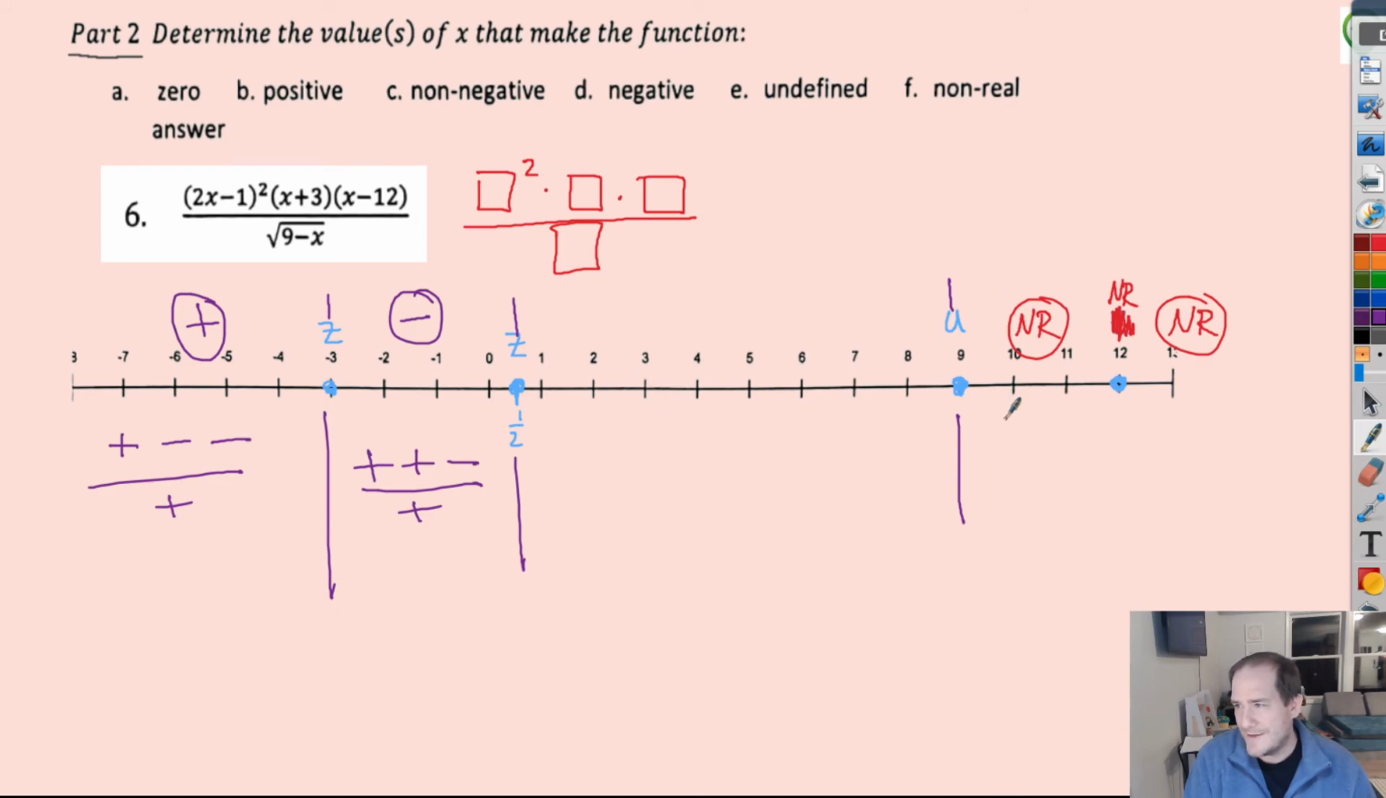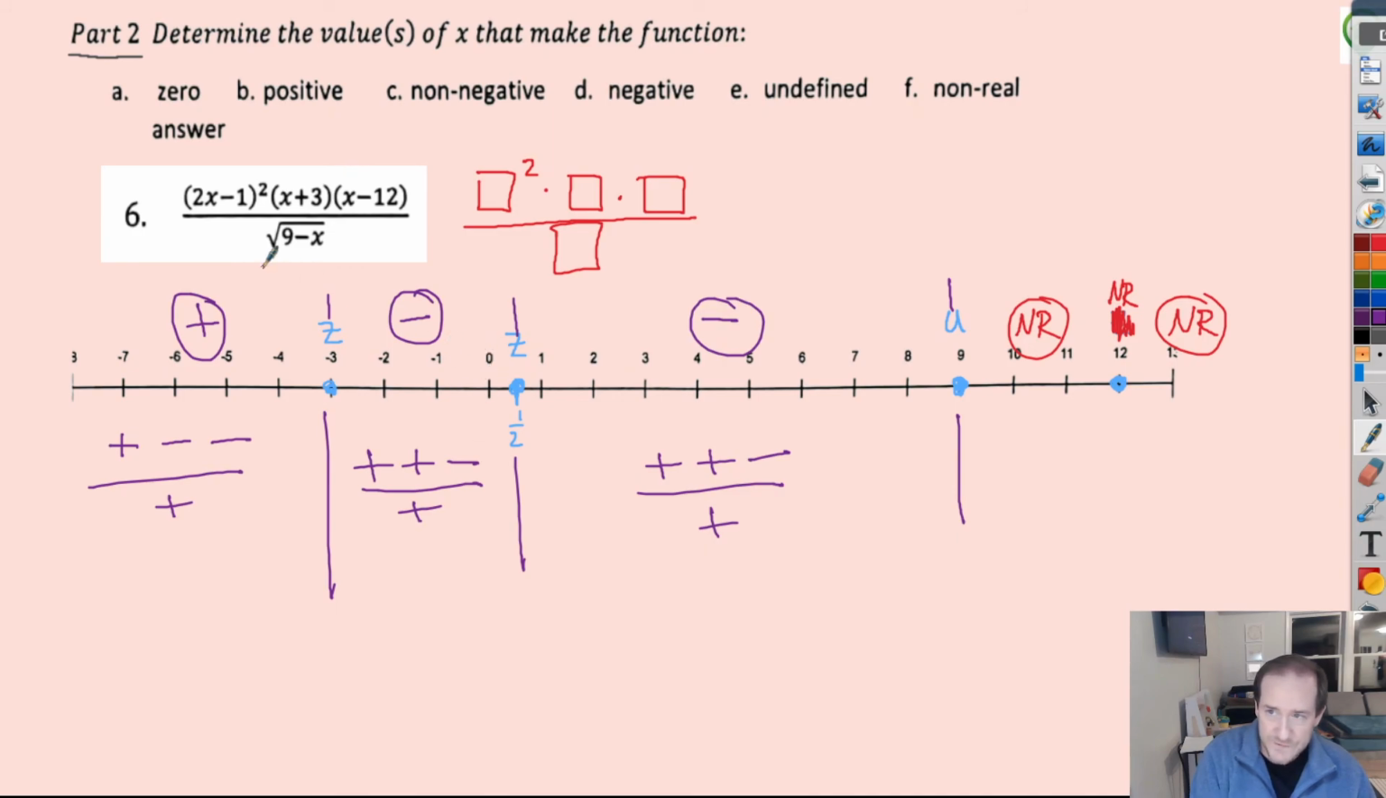Now we go from a half all the way to 9. So again, the thing that's squared will be plus. The thing where I'm adding 3 will be plus. The thing where I'm taking away 12 will still be negative. And the radical will still be positive. So in this interval, I'm still negative.